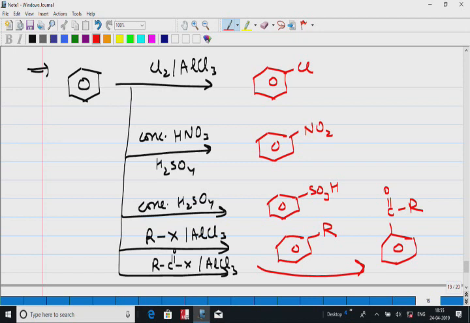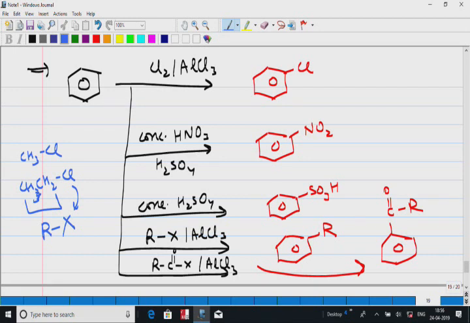Rx signifies haloalkane. R is the alkyl group. R is the general notation, like I can have CH3Cl or CH3CH2Cl. So all of these groups are known as R, and X is the halide here, okay? So R is any alkyl group and X is the halide.